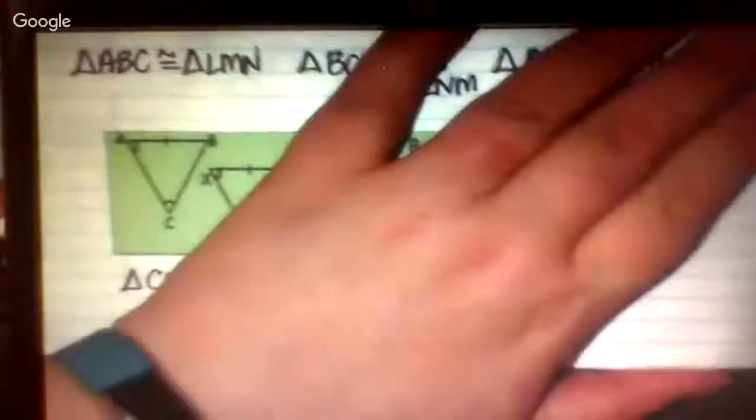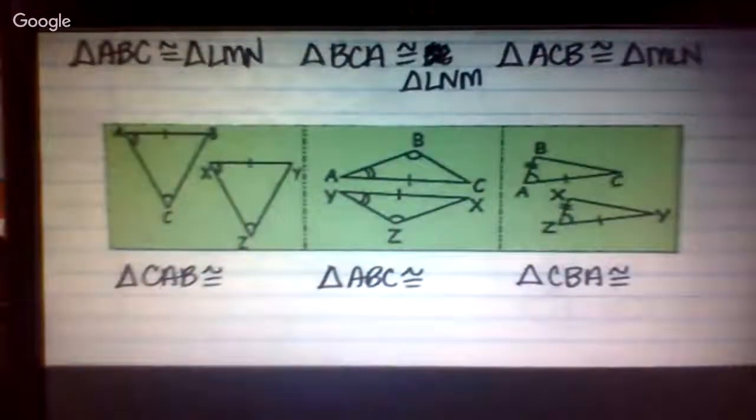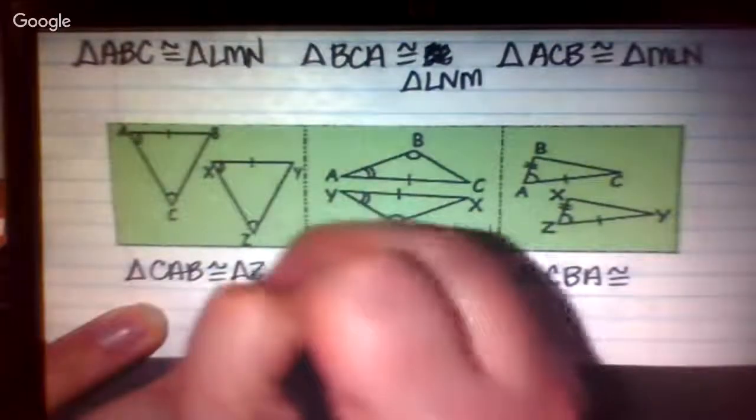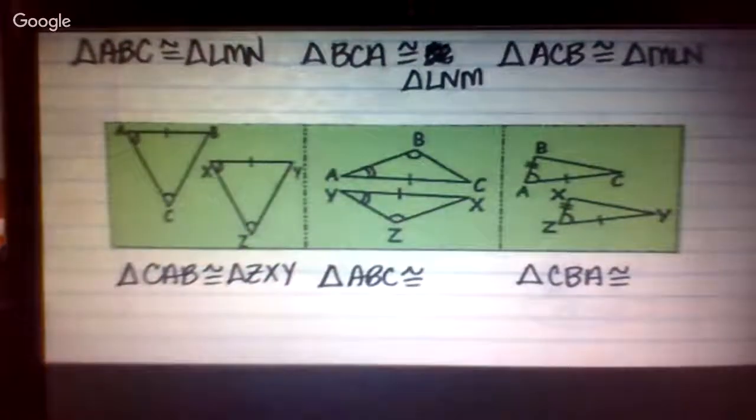Oh, I got... I'm not excited. Right. Pick me. Pick me a victim. XY. Your team. XY. Grace. Triangle CAB. ZXY. Good. Triangle ZXY. XYZ.